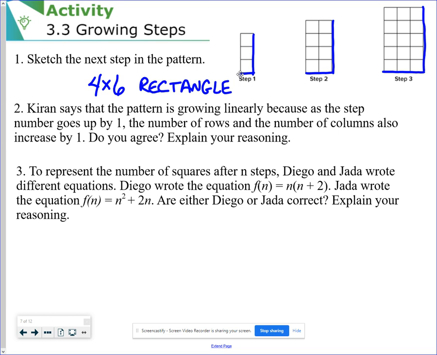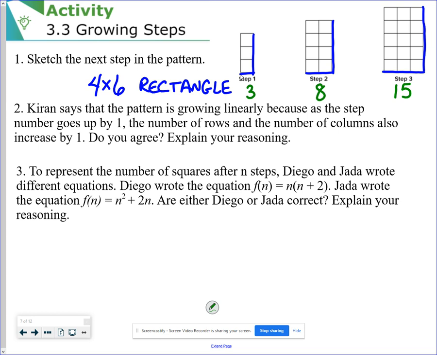In step 1, I had 3 squares. In step 2, I've got a 2 by 4 rectangle, which is 8 squares. That increased by 5. But in step 3, I have a 3 by 5 rectangle, which is 15. That is not a constant rate of change. So it's not linear.